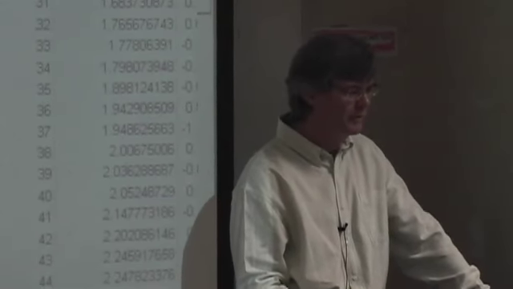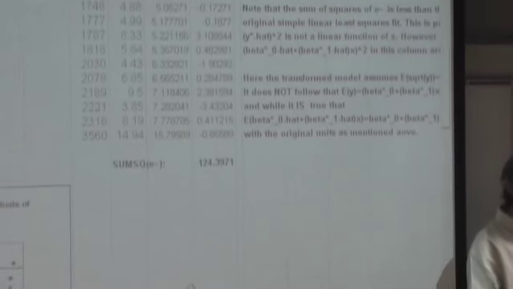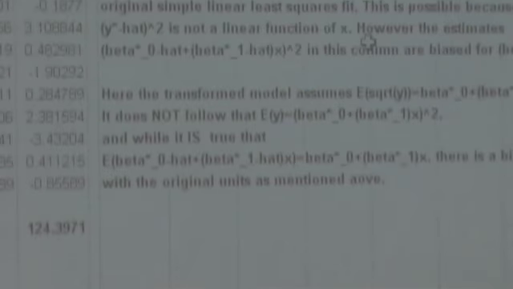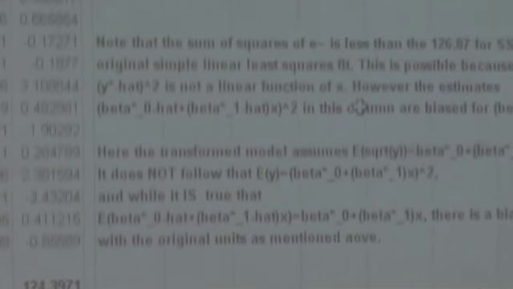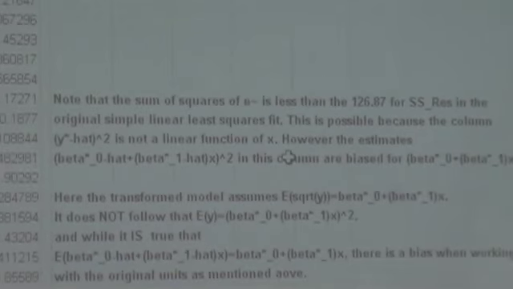Remember your theory now. I'm getting 124, a number less. The sum of the squares of the E tilde is 124.4 versus 126.87. Let's see what I wrote here. Note that the sum of squares of E tilde is less than the 126.87 SS res of the original simple linear least squares fit.